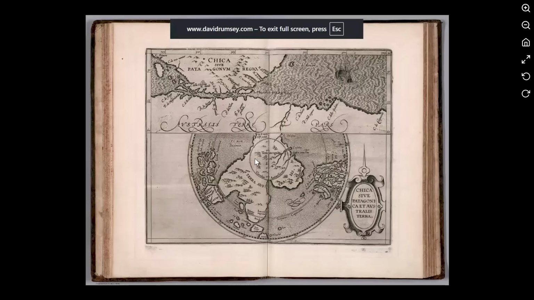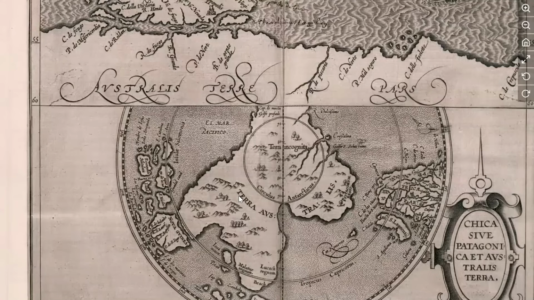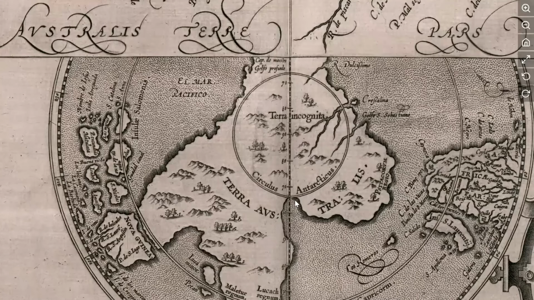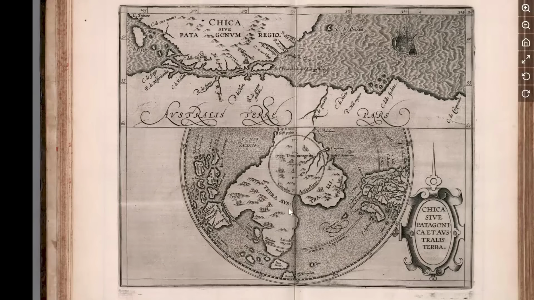This map is dated 1597, and as you can see down here, Terra Australis. But now it's drawn on the bottom of a globe. So instead of the land going around the outside, as we saw in the first map, they've basically turned it into a continent sitting at the bottom of their globe. But still, no landmass of the Australia that we know today.